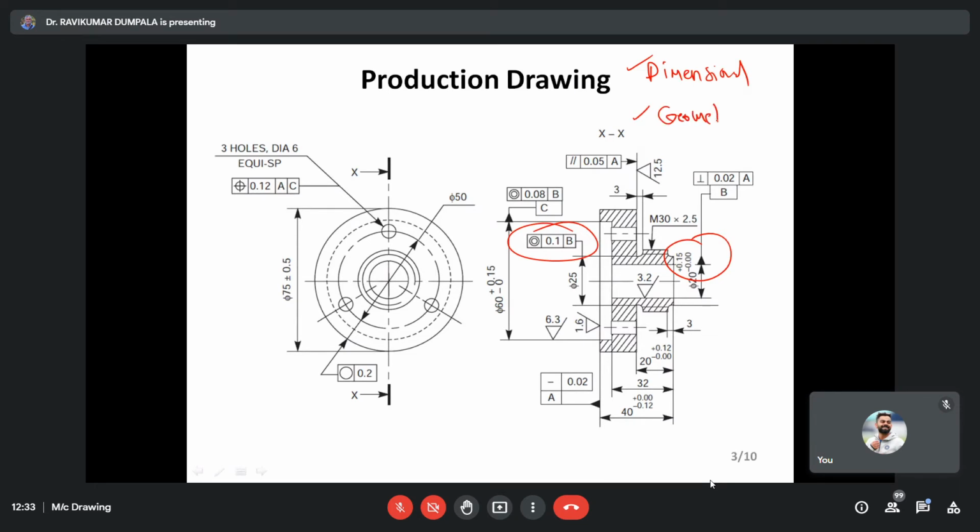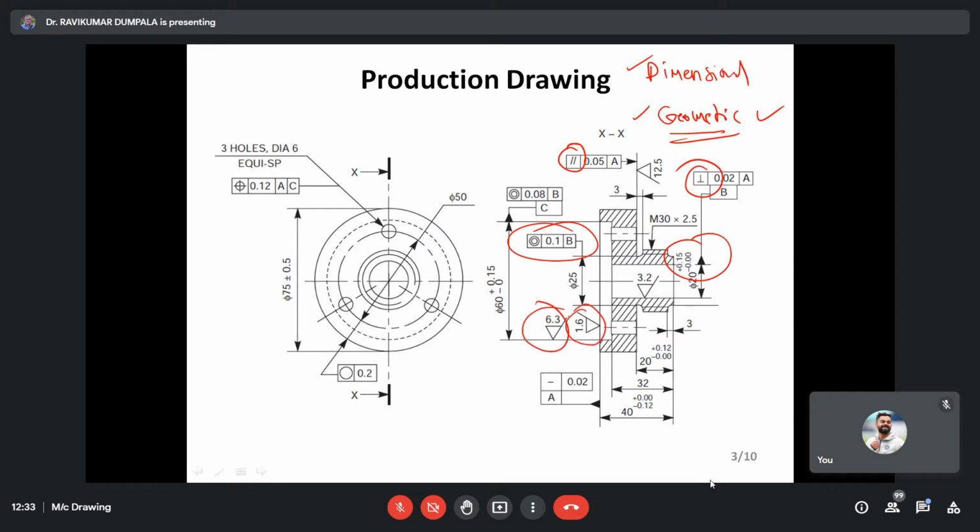Those are nothing but geometric tolerances. Geometric tolerances means cylindricity, circularity. Just listen, don't worry about what it is. Perpendicularity: those two surfaces are there, and how close they have to be perpendicular. Then concentricity, parallelism. What you see here is parallelism, and what you see here is perpendicularity.